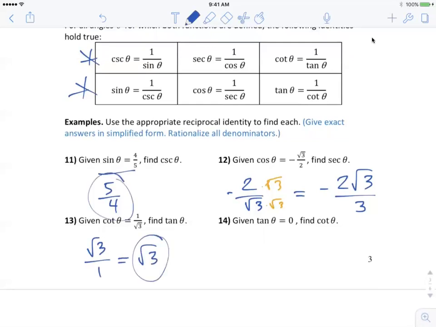I should circle my answers. And then tangent theta is 0. So if tangent is 0, cotangent is 1/0. Can't do that. Undefined. All right, cool, moving right along.